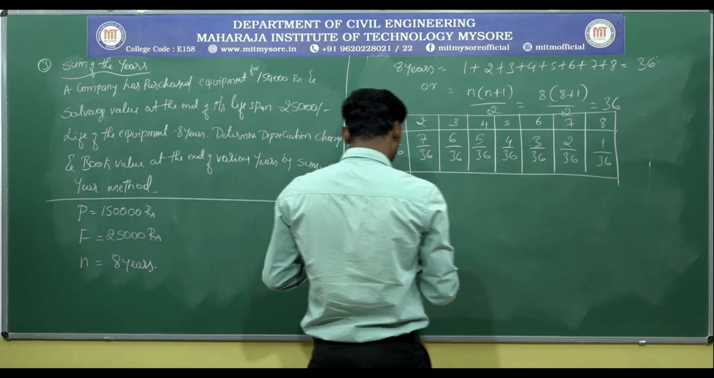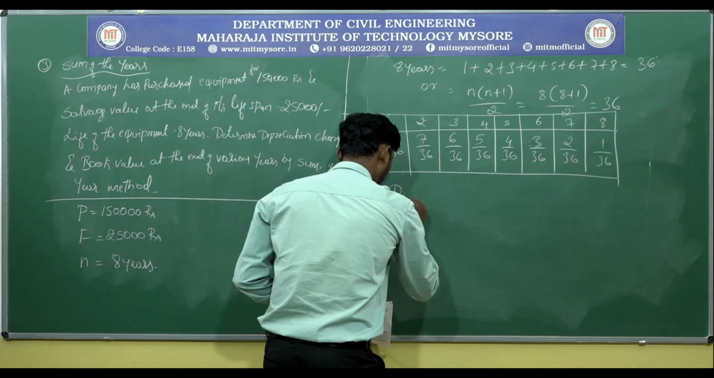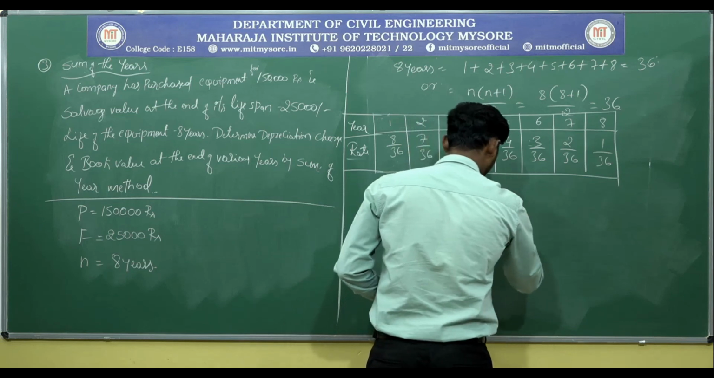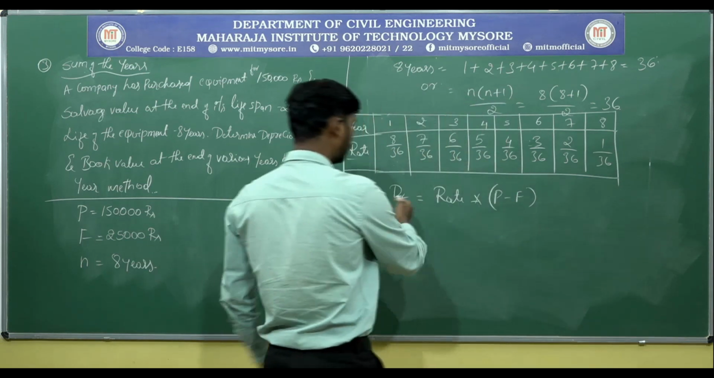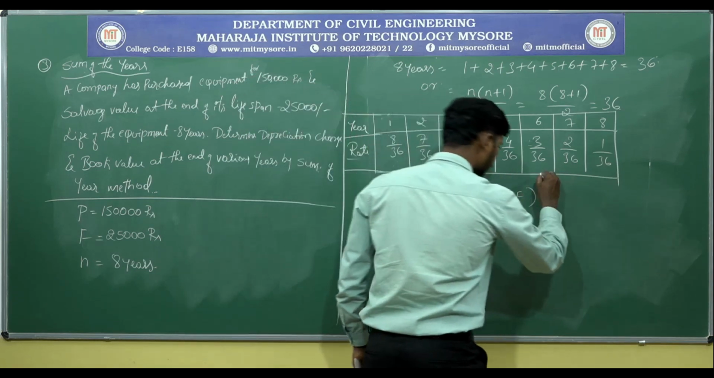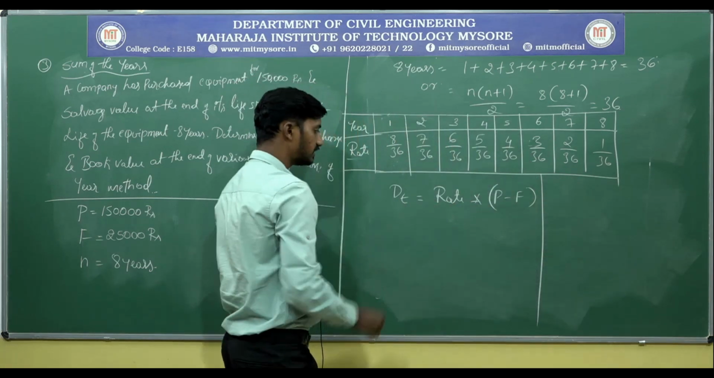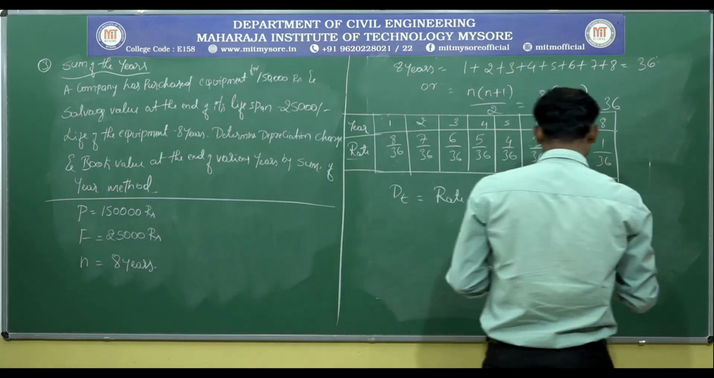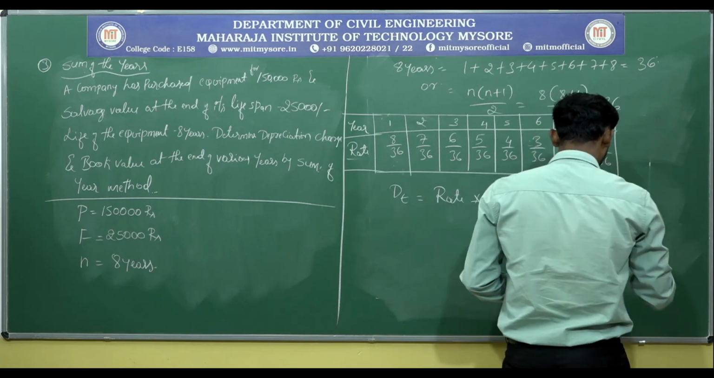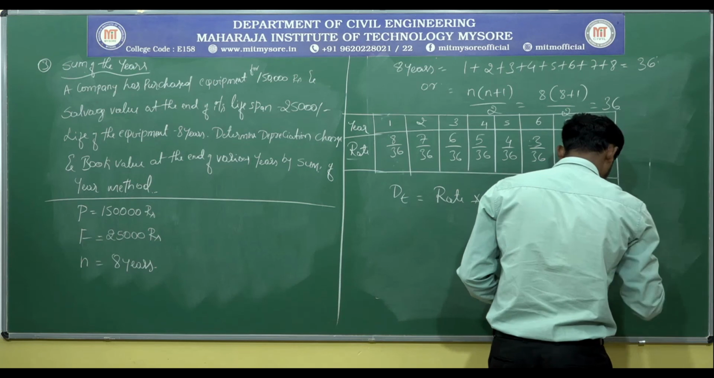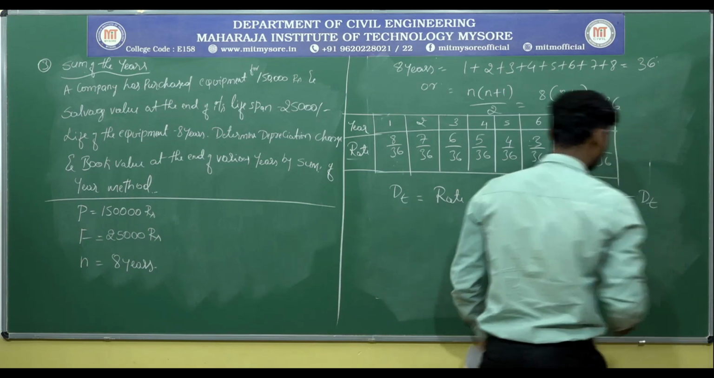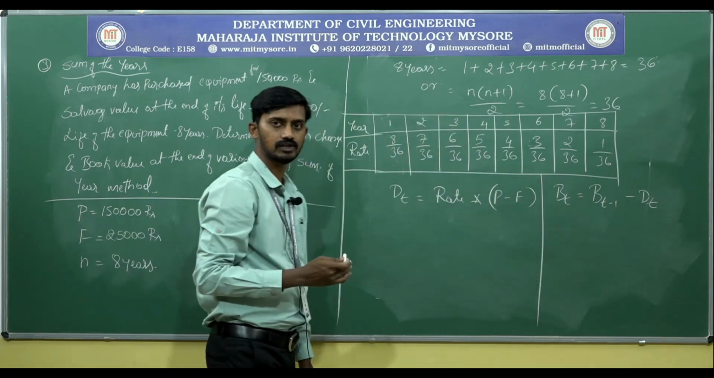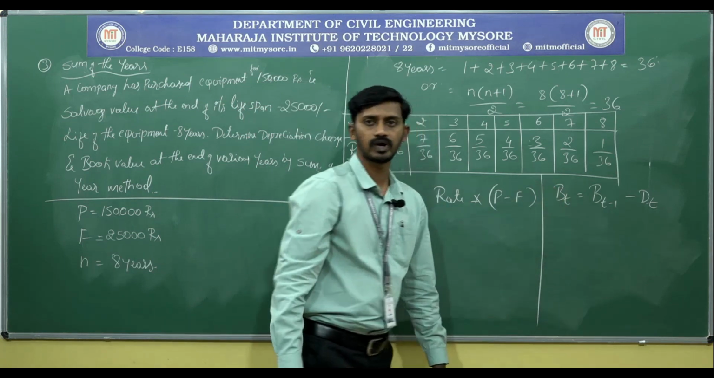How to calculate? Again we have a formula, that is Dt is equal to rate multiplied by P minus F. Rate multiplied by P minus F will give us depreciation. Again t stands for the number 1, 2, 3, consecutive years. Now in the same way, book value Bt is equal to Bt minus 1 minus depreciation value. Previous year's book value minus present year's depreciation value will give us present year's book value.